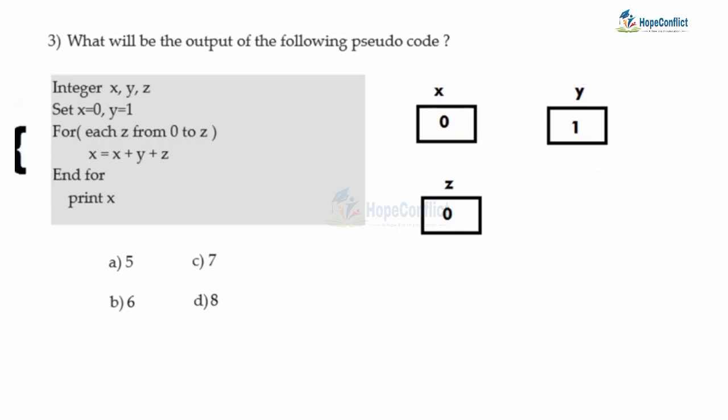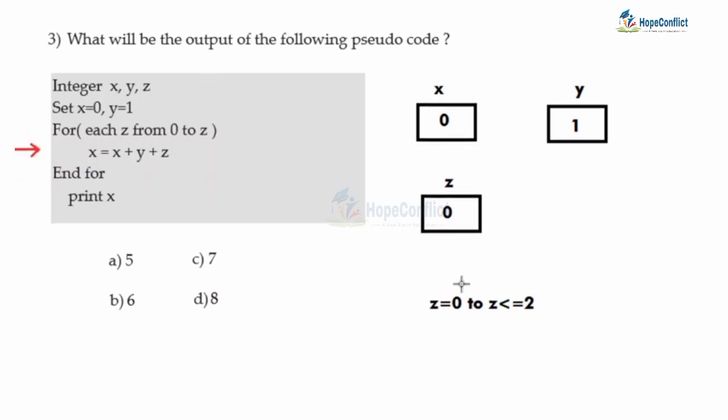Now after this there is a for loop. In this for loop we have a statement for each z from 0 to 2. That means the value of z will start from 0 and the loop will iterate till z less than equals to 2. So in the first iteration of this for loop the value of z will be 0.